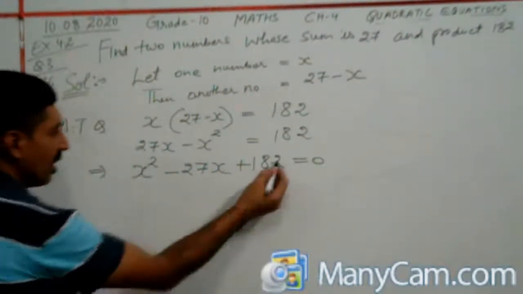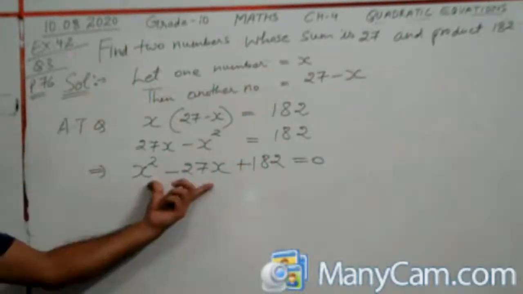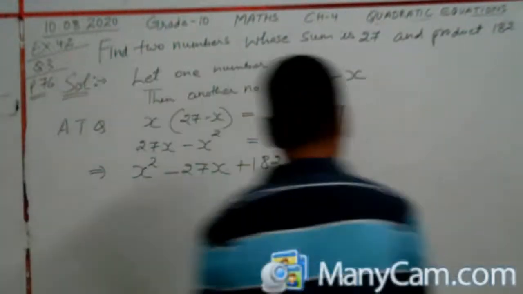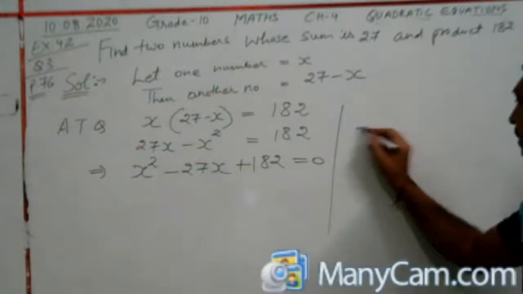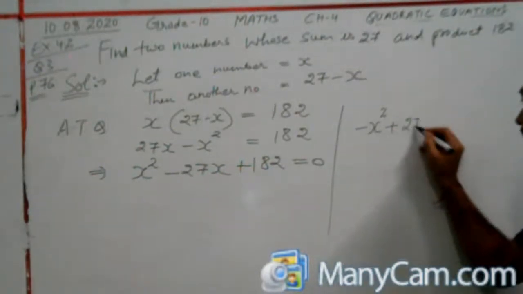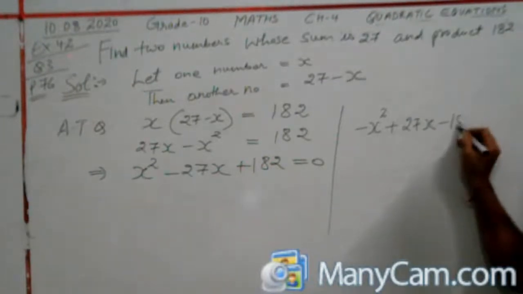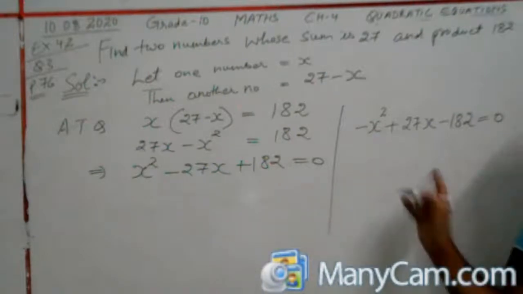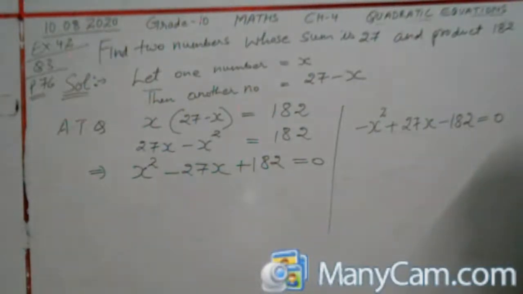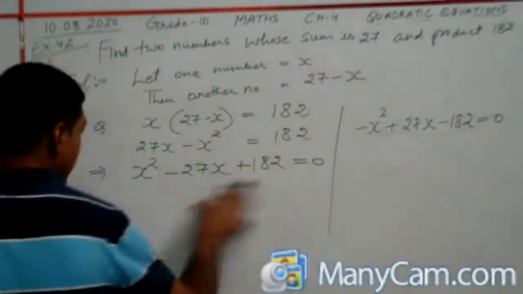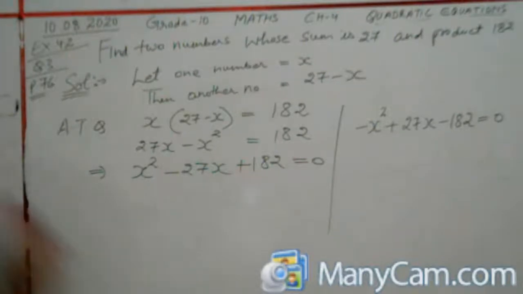Please understand that this equation is one and the same: minus x square plus 27x minus 182 is equal to 0. There is no difference between these two equations, and again we can solve it by factorization.